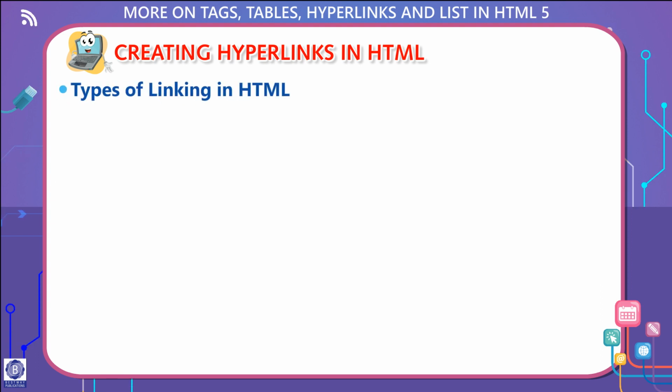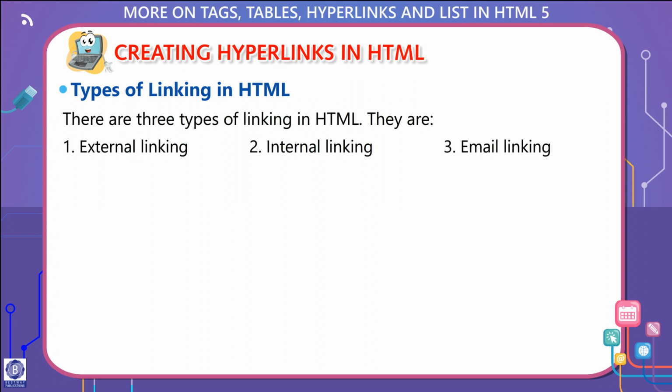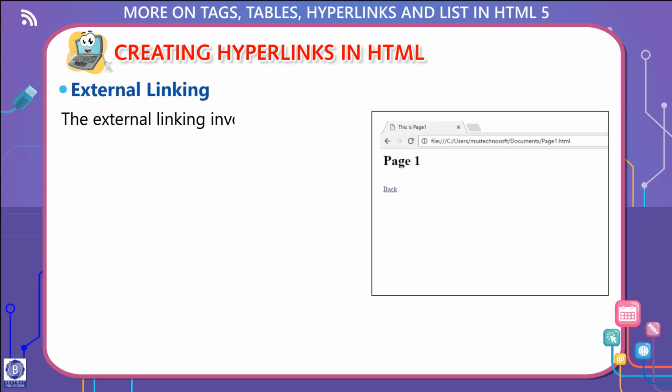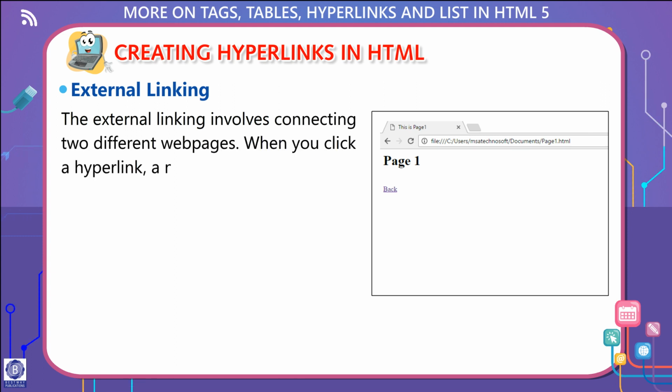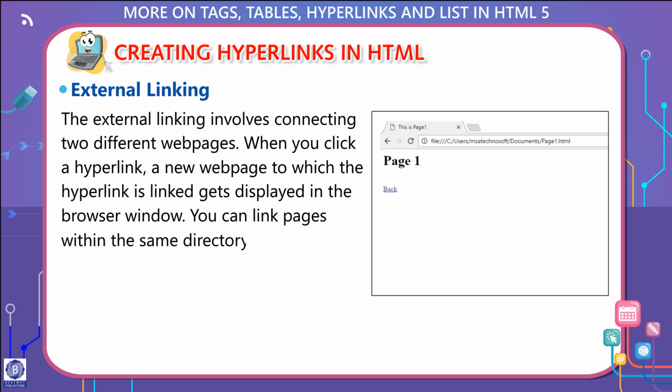Types of linking in HTML. There are 3 types of linking in HTML. They are external linking, internal linking, email linking. External linking. The external linking involves connecting 2 different web pages. When you click a hyperlink, a new web page to which the hyperlink is linked gets displayed in the browser window. You can link pages within the same directory or to any other page over the internet.